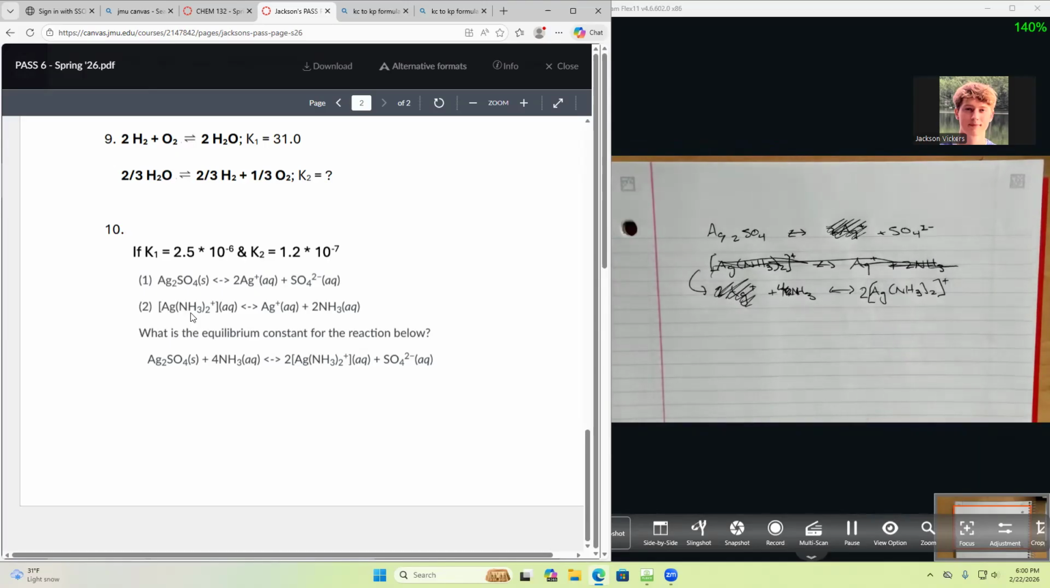Yeah, they canceled out once we flipped it and multiplied by 2. So that's why it cancels out. Since it's 2 Ag+ in the products of the first one, and then 2 Ag+ in the reactants of the second one, those cancel out. Yeah, it becomes an intermediate.